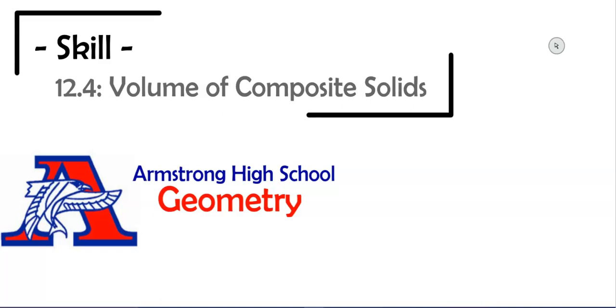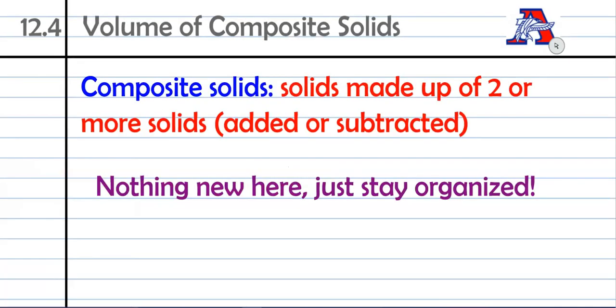Hey guys, this is 12.4, the last lesson of Unit 12, and in this one we're going to be finding volume of composite solids. A composite solid is just something that's made up of two or more solids. Sometimes they're going to be two things that are added together. Sometimes there's going to be an empty space, a void, so a solid subtracted from another solid.